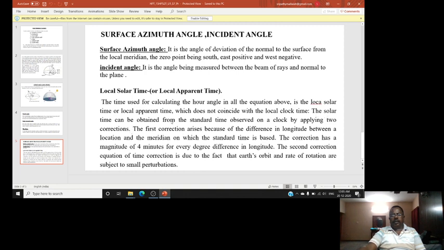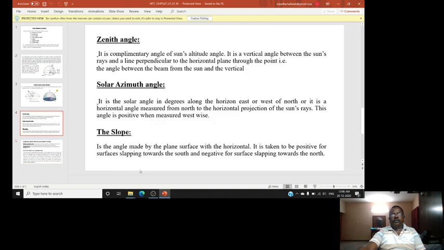The solar time can be obtained from the standard time observed on the clock by applying two corrections. The first correction arises because of the difference in longitude between the locality and the meridian on which the standard time is based. The correction has a magnitude of 4 minutes for every degree difference in longitude. The second correction, the equation of time correction, is due to the fact that the Earth's orbit and rate of rotation are subject to small perturbations.